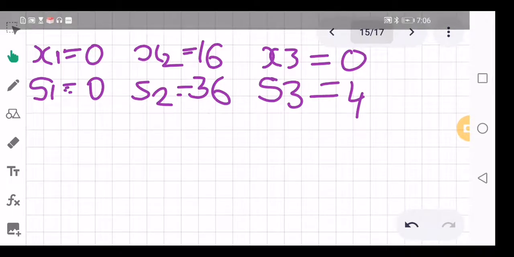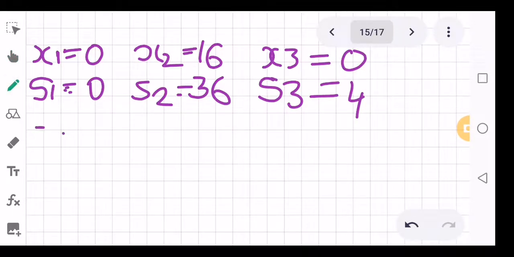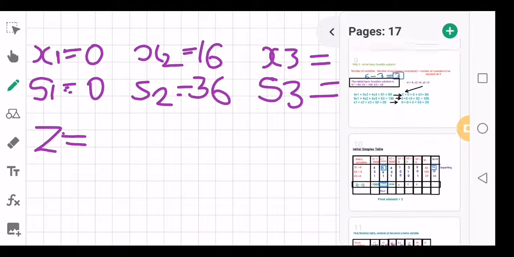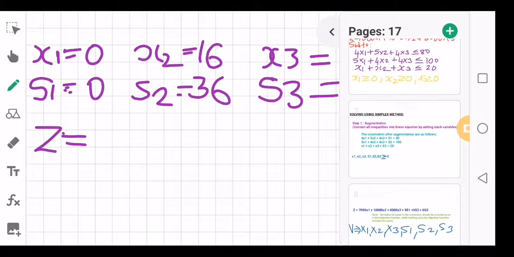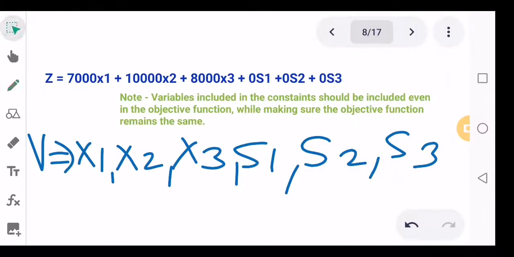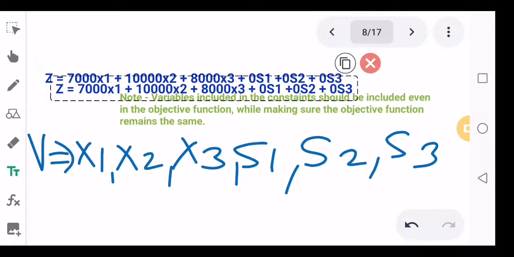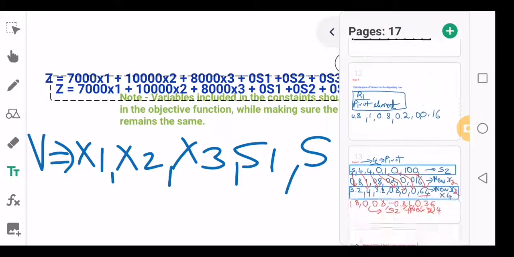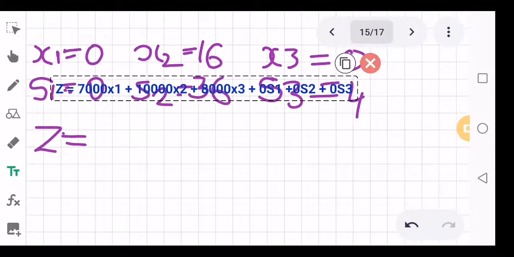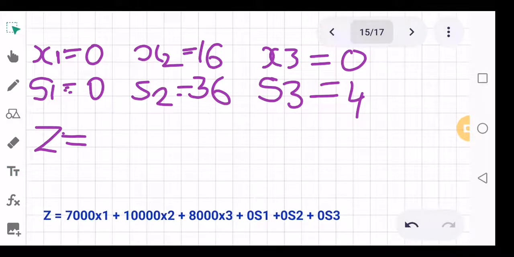Now the next thing you have to do is find out your maximum profit. For that, let's go to the equation. This is your objective function. We just need to put the values in the objective function. That is 7,000 into x1, which is 0, plus 10,000 into x2, that is 1,60,000, plus 8,000 into x3, which is 0.